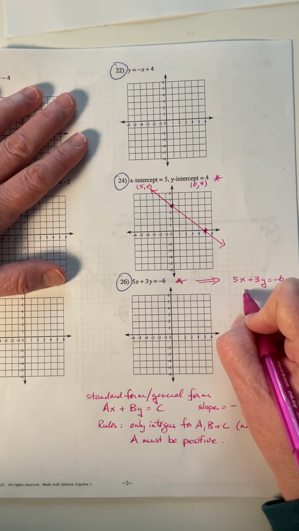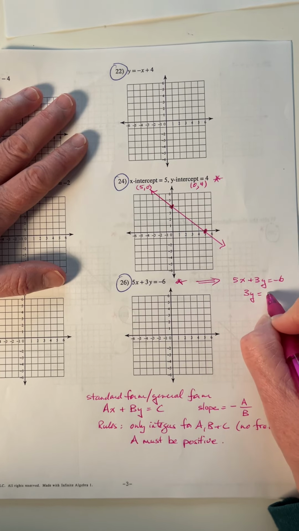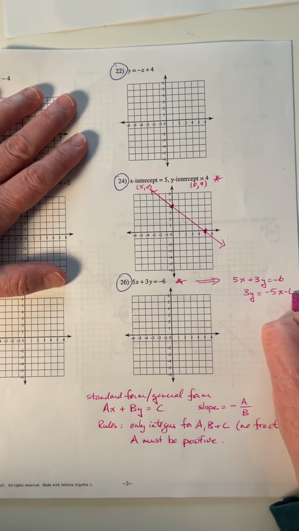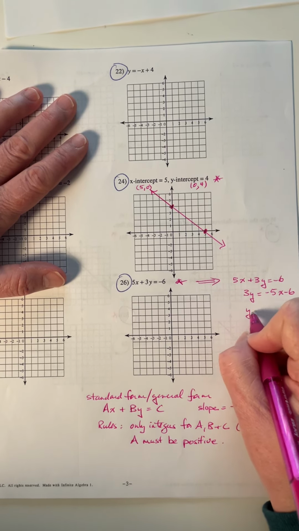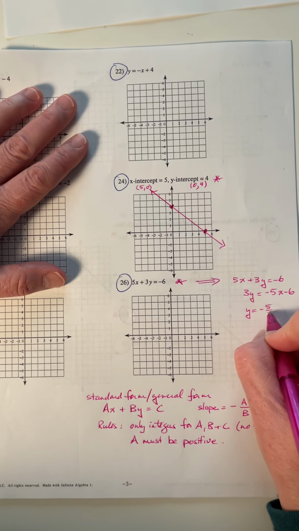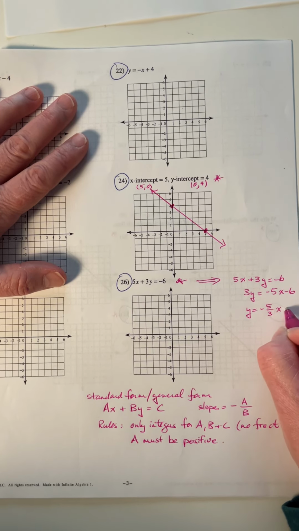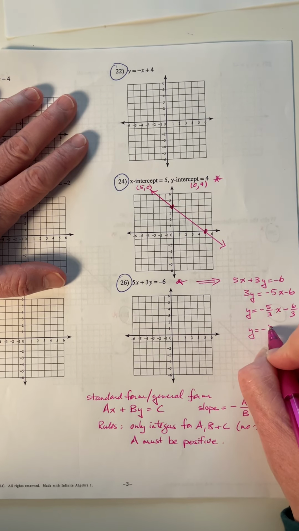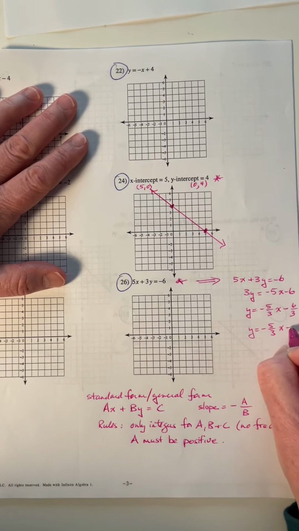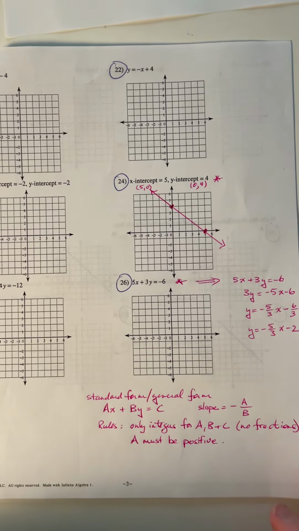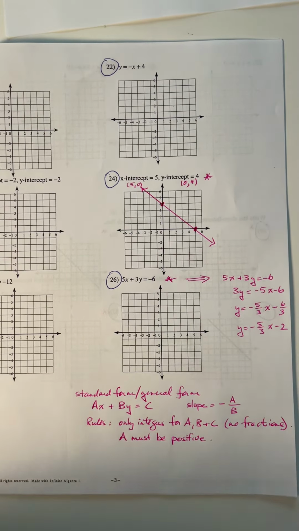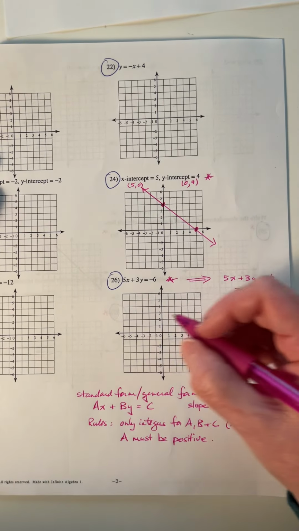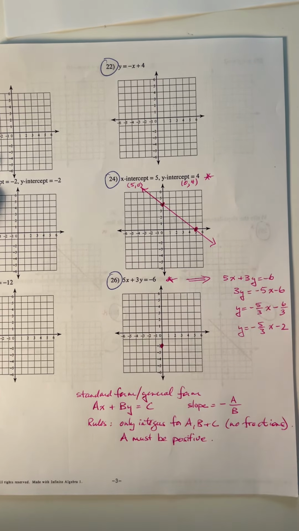Okay, so 3y, I'm going to subtract 5x from both sides. And now I'm going to divide by 3. So I have negative 5 over 3x minus 6 over 3, which can be simplified to negative 5 over 3x, subtract 2. All right, so we can graph this. Negative 2 is the y-intercept. The slope is negative 5 over 3.